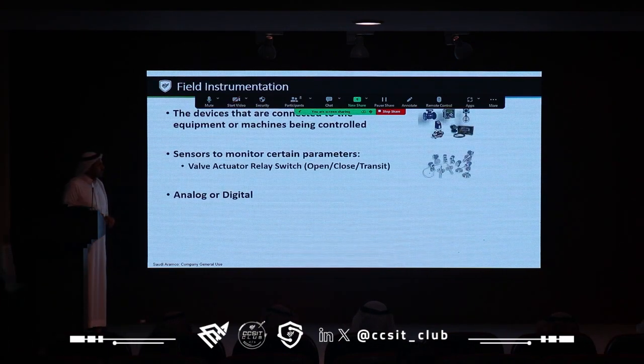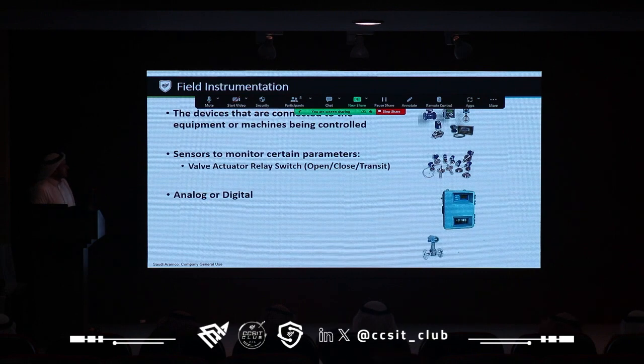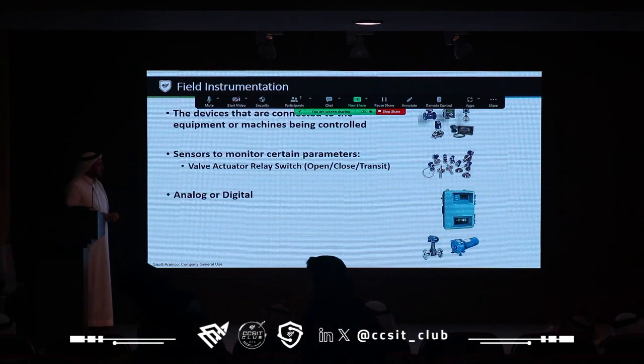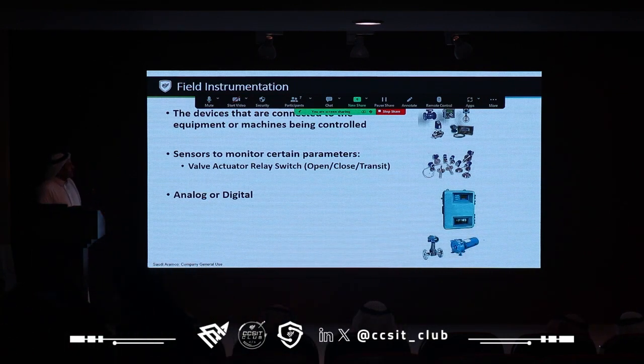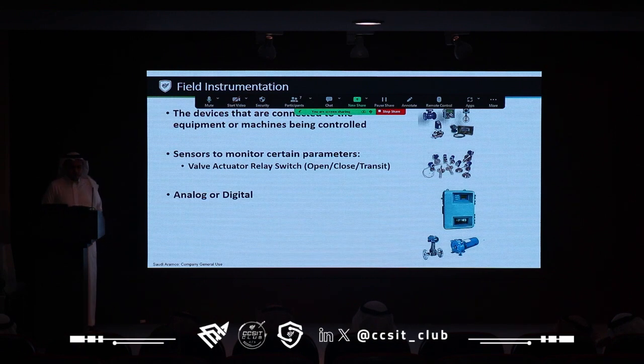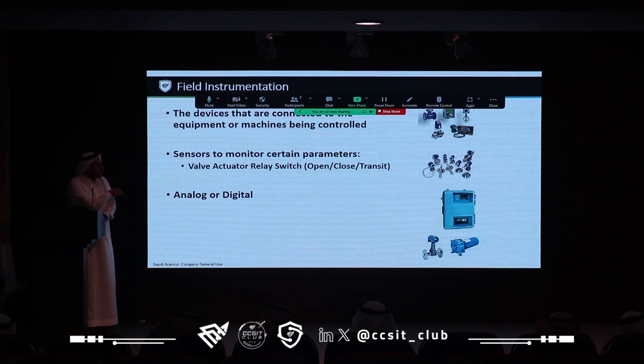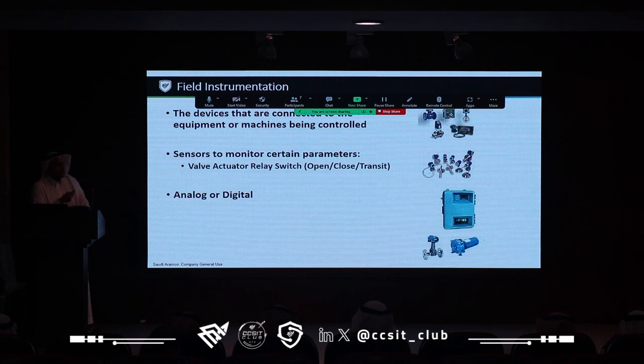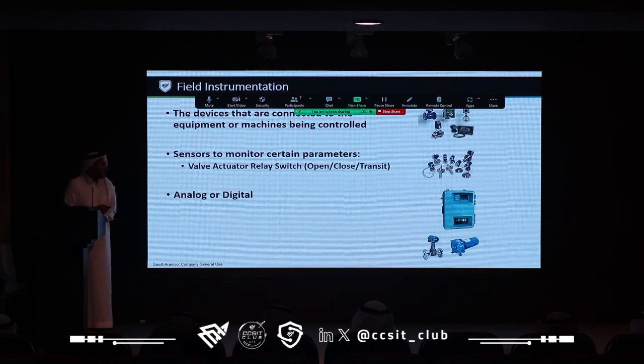For field instrumentation, we have different types of field instrumentation. These devices communicate through the machines and the field device to be controlled. Also, we have sensors. A sensor is a small device that will be tapped into the physical device to control it or to monitor it, either closing it or reading the data, temperature, flow inside the physical device.